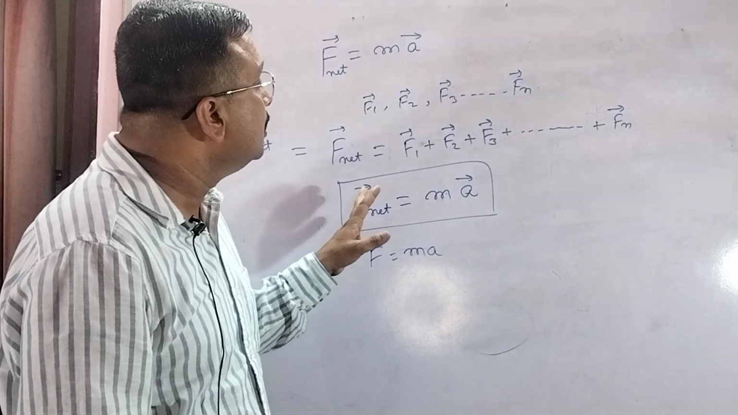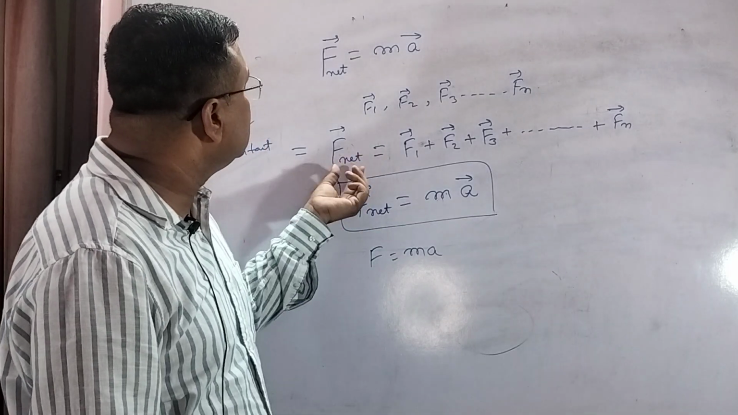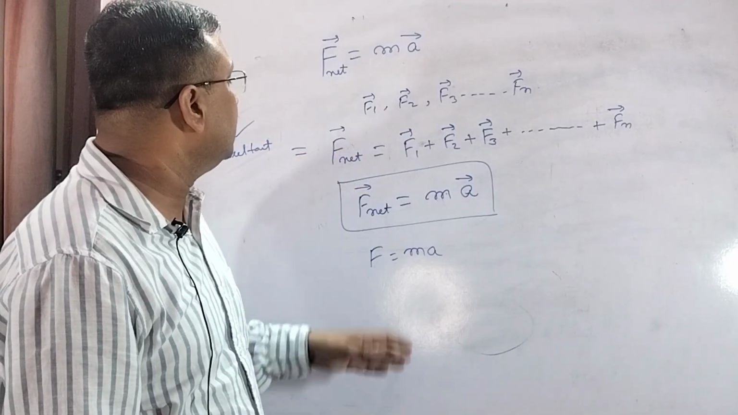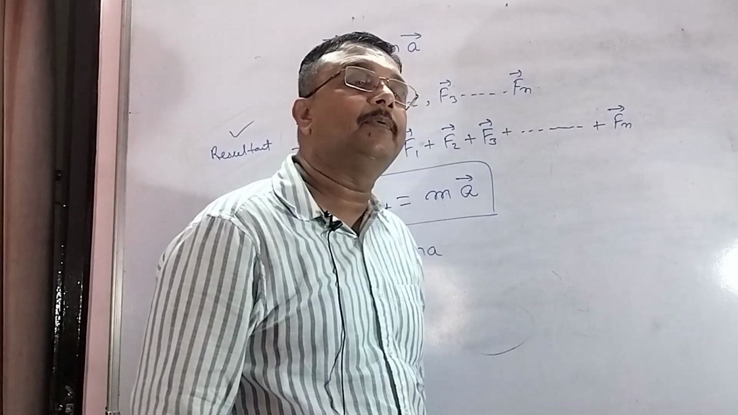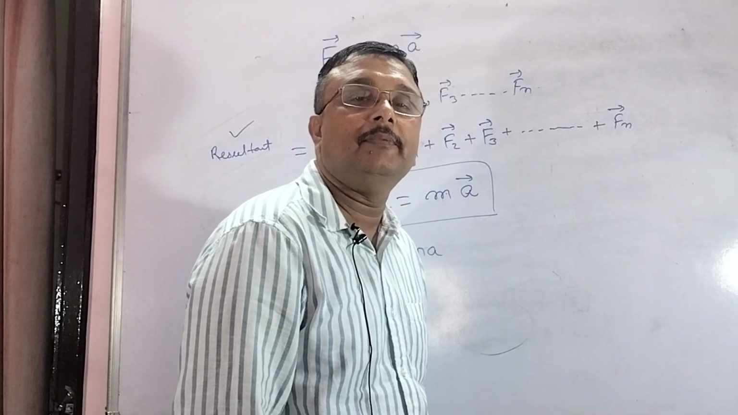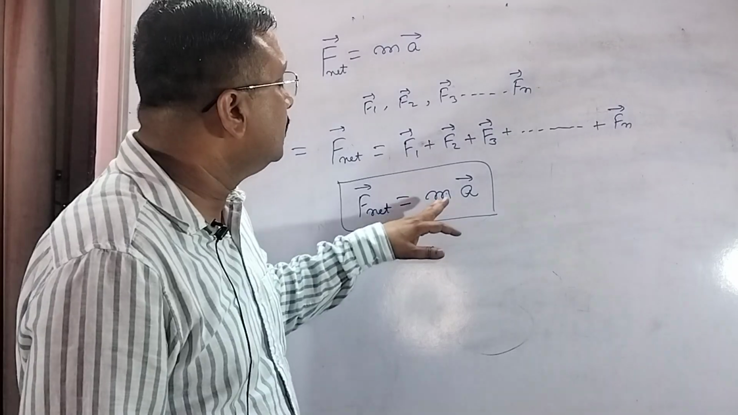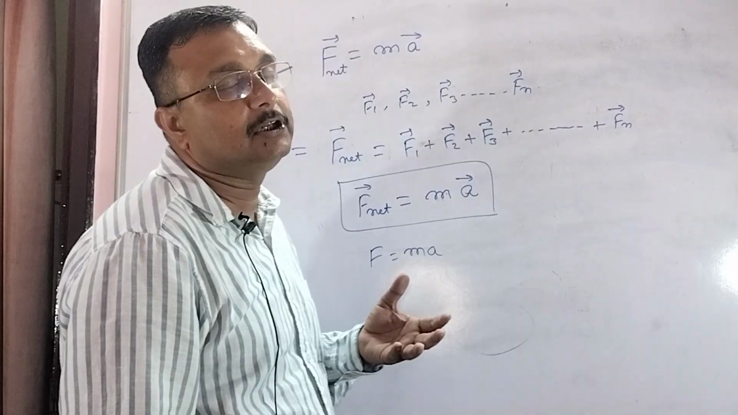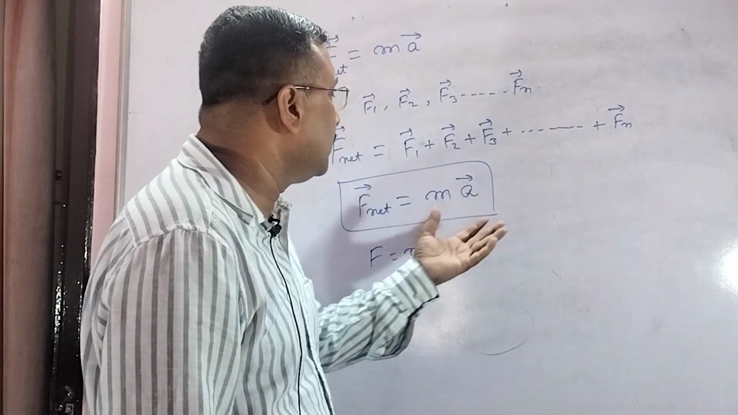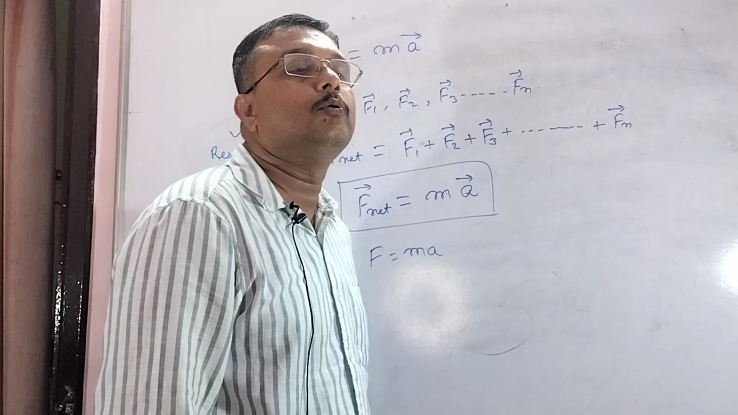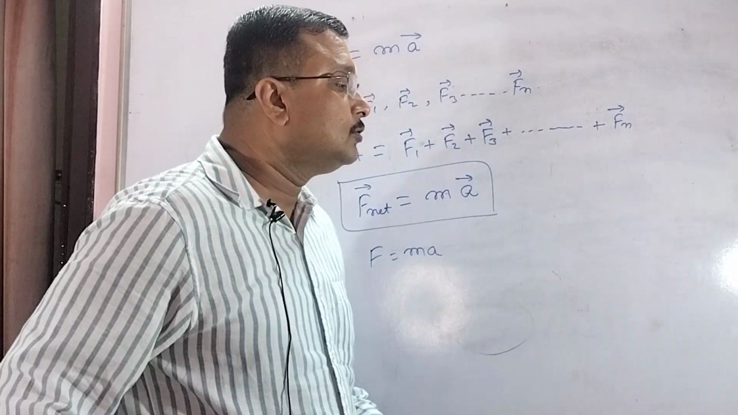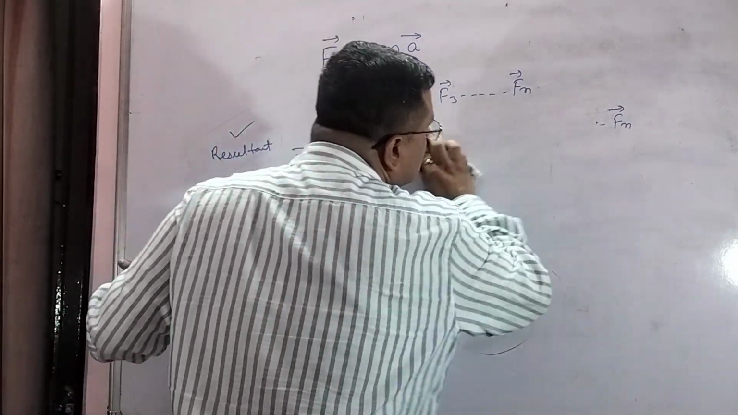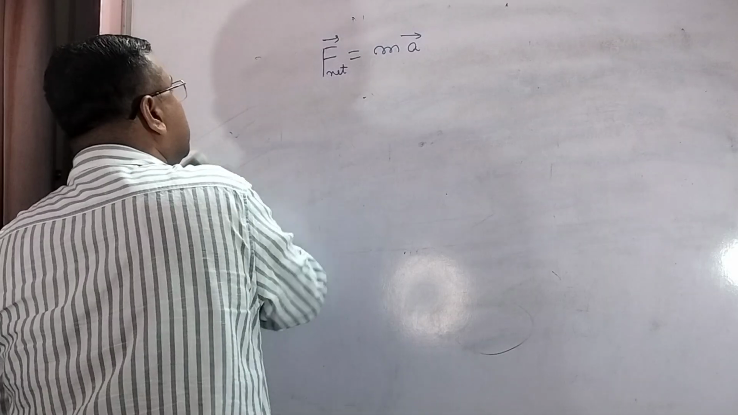For that purpose, we shall find the value of the resultant, denoted F net, and then we can apply the equation F equals m into a, where m is the mass. If it is a single particle, it is the mass of the single particle, and if our system is a combination of n particles, then it will be the total mass of that system. Now we shall learn it through examples by solving some problems.